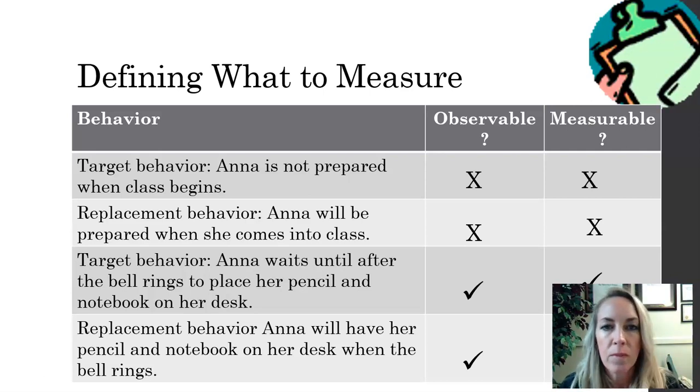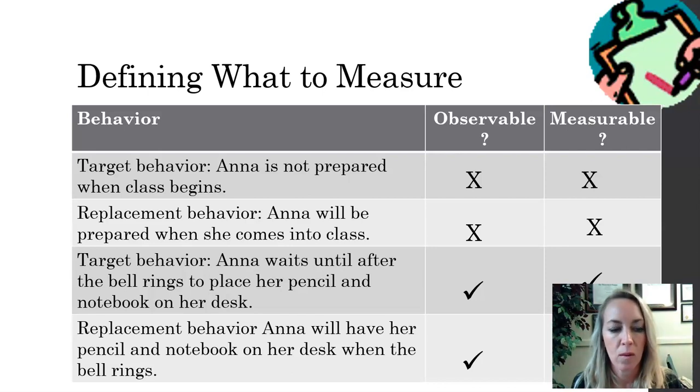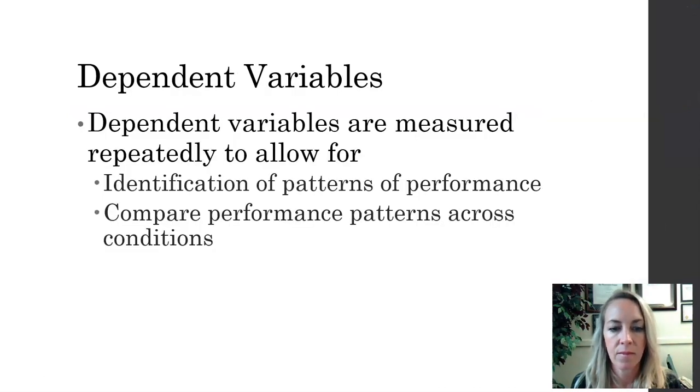So the next two definitions are much more observable and measurable. Let's take a look. Anna waits until after the bell rings to place her pencil and notebook on her desk. So it's very clear and complete, and it can be measured. The replacement behavior: Anna will have her pencil and notebook on her desk when the bell rings.